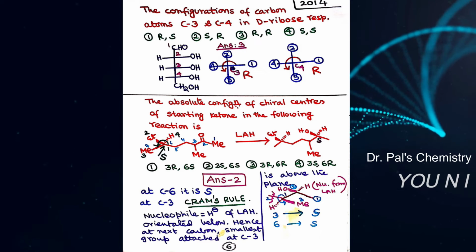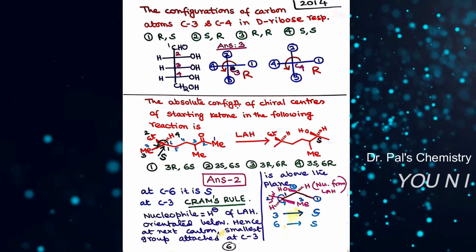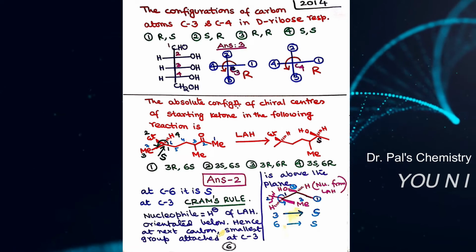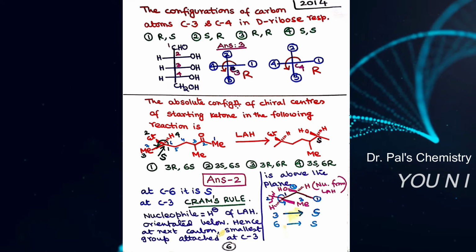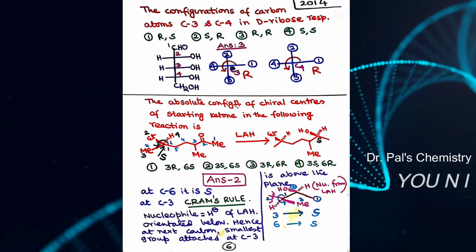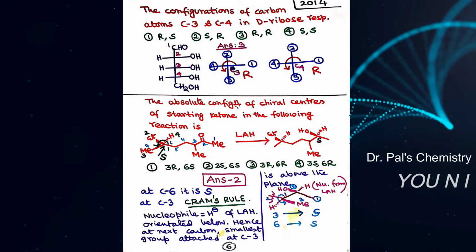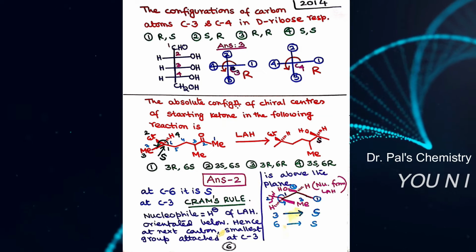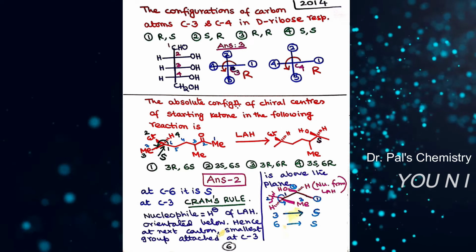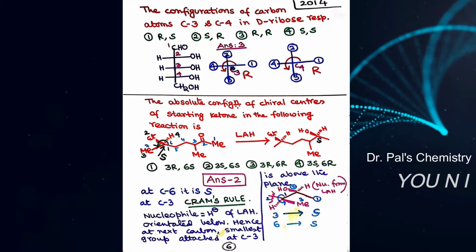In an exactly similar way, if you go to C4, a similar type of priority will come: OH is the first priority, the top chain is the second priority, CH2OH is the third priority, and hydrogen is the fourth priority. Hydrogen is on the horizontal line, so they are moving in the clockwise direction. 1, 2, 3 is the anti-clockwise direction, so therefore this will be R. So at C3 and C4, both centers have R absolute configuration, therefore the option will be 3.